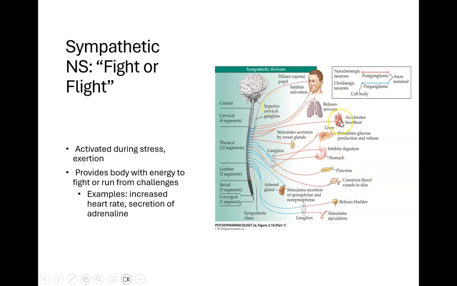But you can see different actions that the sympathetic nervous system will take. When you're stressed, your pupils will dilate. Salivation is a form of digestion. It will be inhibited. The airways will relax. Heart rate will increase. Sweat glands will release sweat. The liver will stimulate glucose production and release. Glucose is our body's biggest source of energy. Digestion will be inhibited. The blood vessels will constrict. Epinephrine and norepinephrine will be released by the adrenal glands. The bladder will relax, and ejaculation will be stimulated in people who are assigned male at birth.